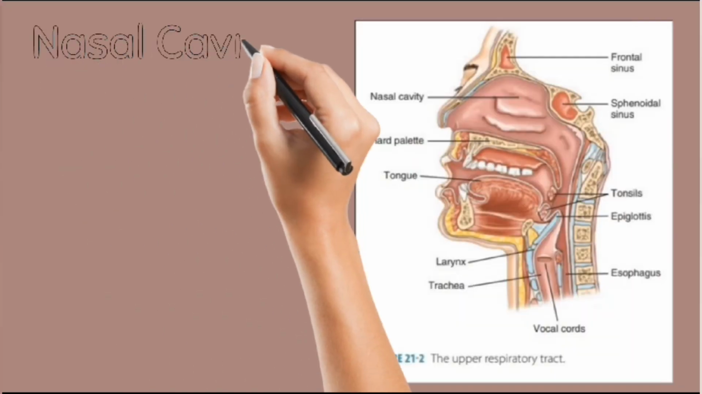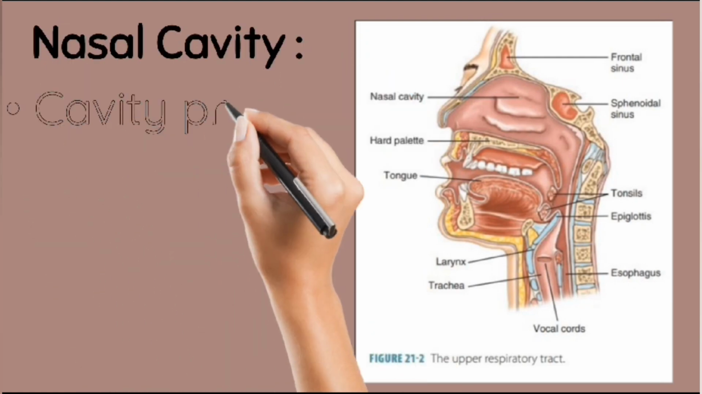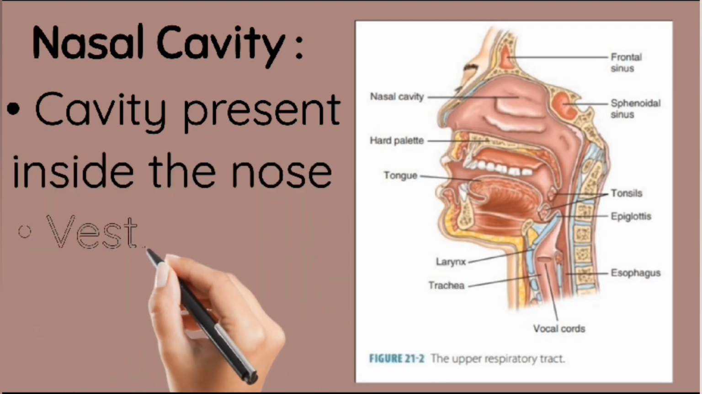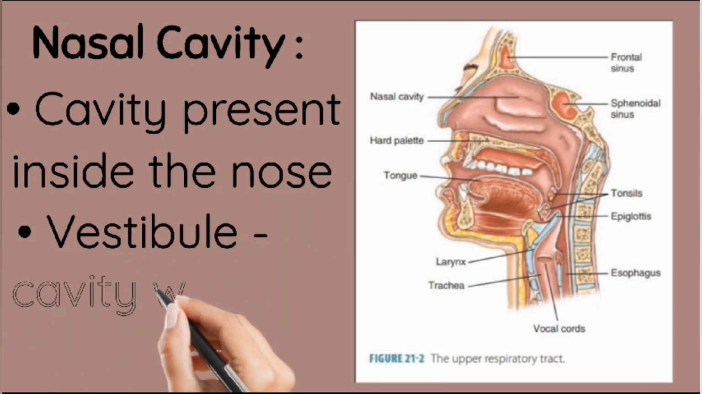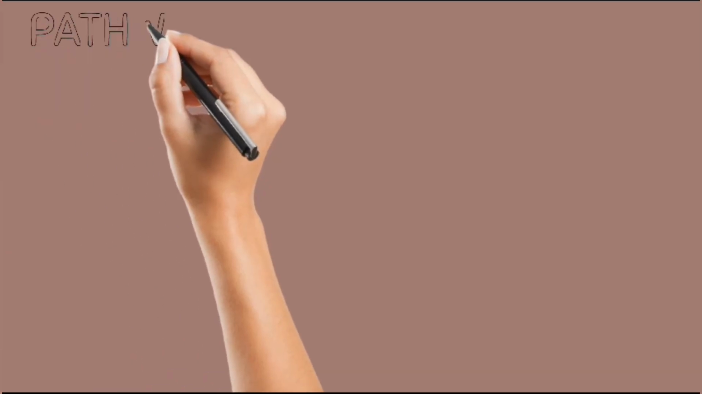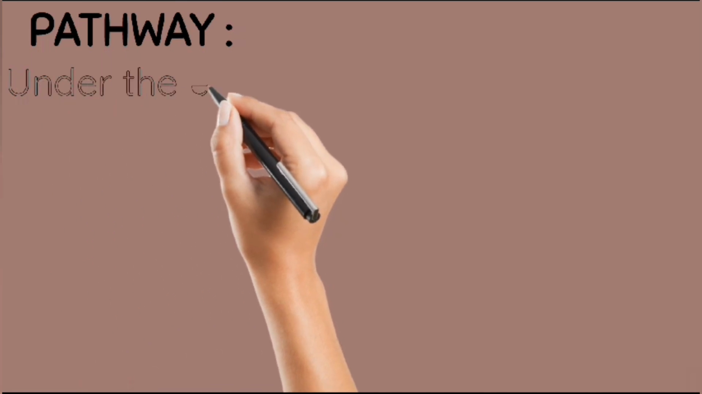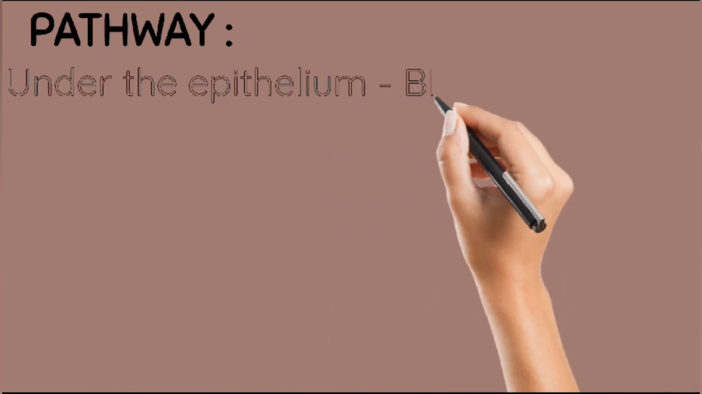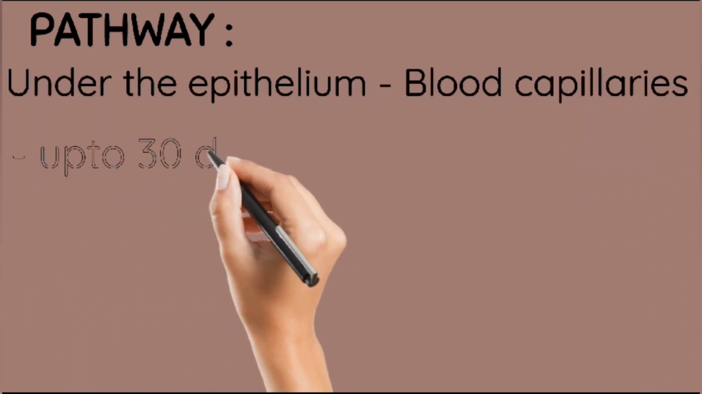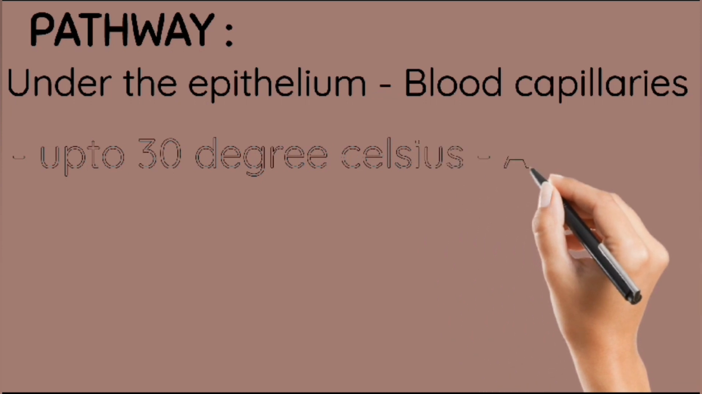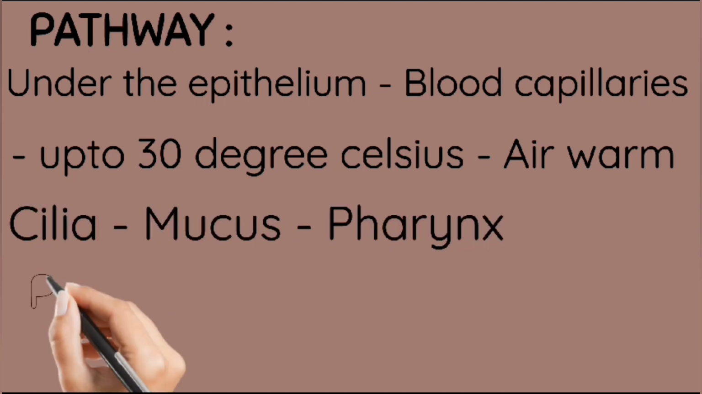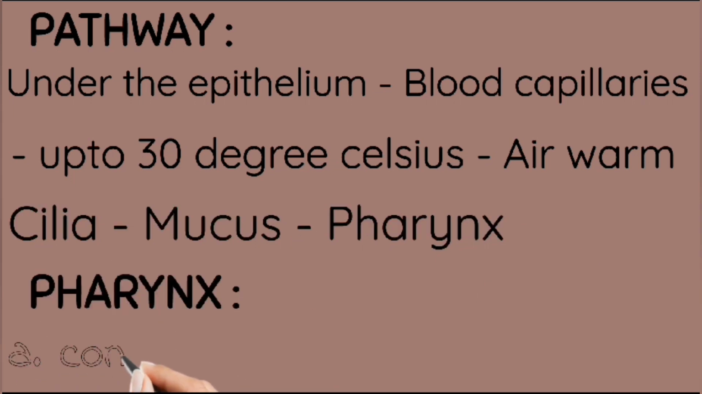The second part is the nasal cavity. It is a cavity which is present in the nose, and it also includes vestibules, which is a cavity where the hairs are present to stop foreign particles from entering the nose. Under the epithelium there are blood capillaries present, and those blood capillaries keep the air warm up to 30 degrees Celsius. Then we have cilia, mucus, and pharynx, which don't allow foreign particles to enter.